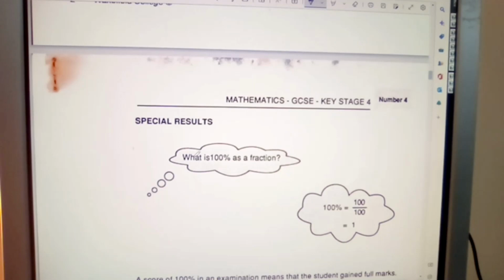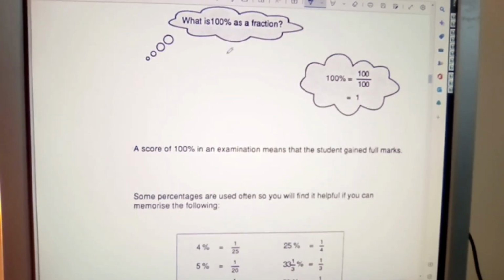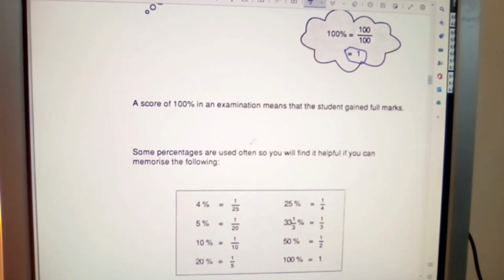Special results. Okay, let's see. What is 100% as a fraction? It'll be 1 over 1, isn't it? So it's just going to be 1. So it'll just be that. Okay. A score of 100% in an examination means that the student gained full marks.